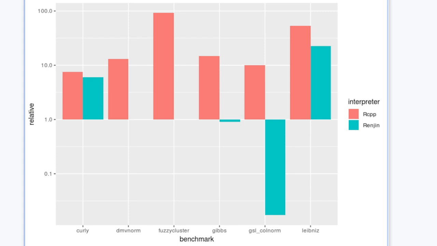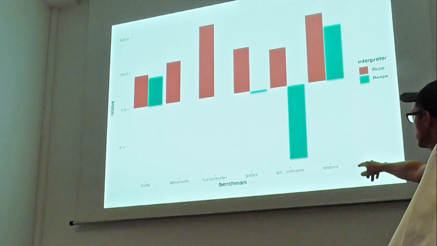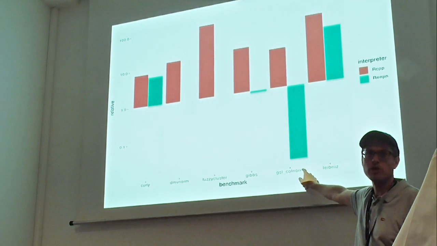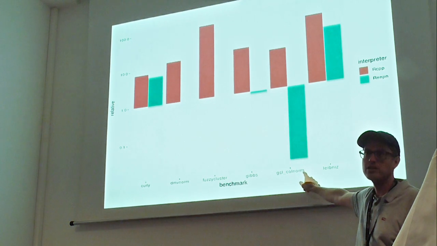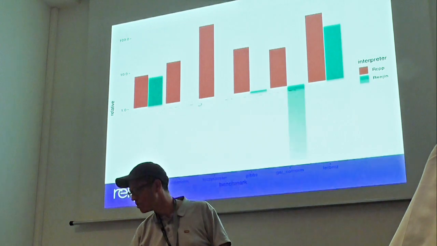In some cases we approach it. This is a logarithmic scale, so Rcpp has nearly a 10 times speedup over the bytecode interpreter, and Renjin is like 8 times. For this Leibniz one, I think it's calculating pi or something, Rcpp is 60 or 70 times, and we're 50 times. But if you have to bail, if one of our assumptions, one of our constraints is violated, then it doesn't help you at all.